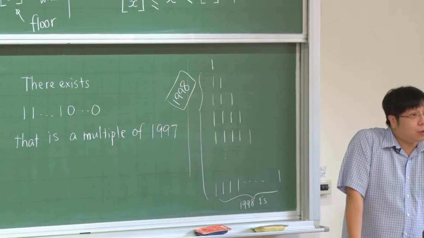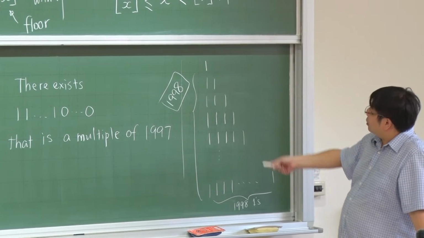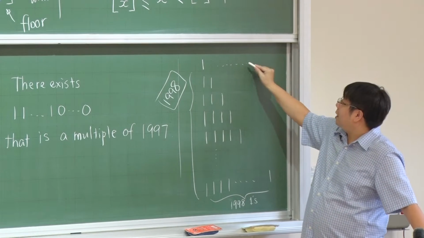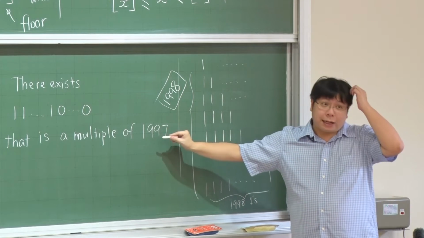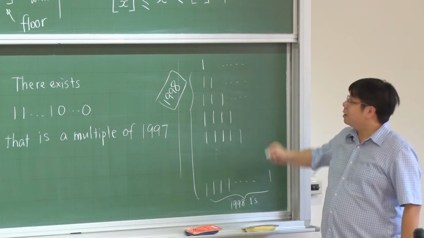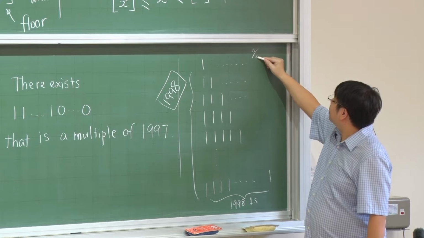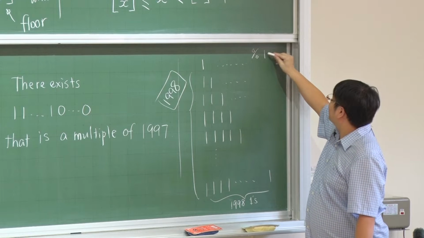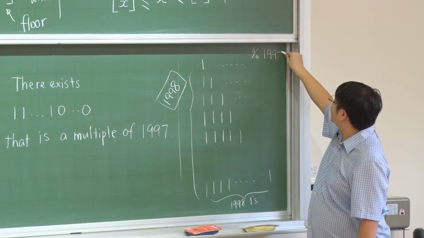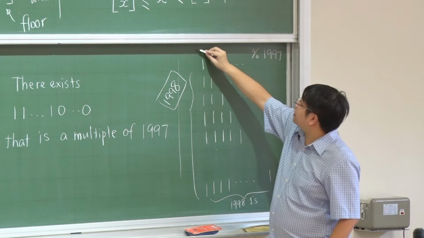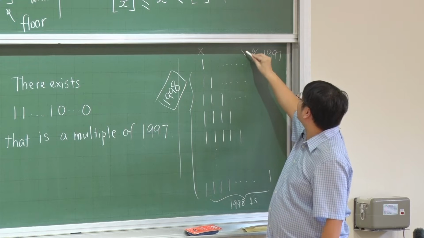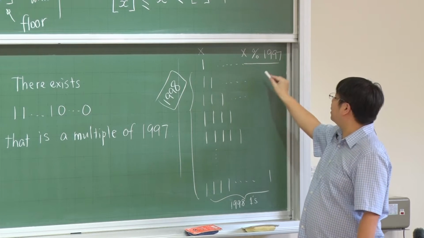So why am I looking at these numbers? For each of these numbers, I'm going to divide it by 1997 and get the remainder. So I'm going to take the modulo of this number when it is divided by 1997. Let's say this number is x, then I'm going to compute x modulo 1997.